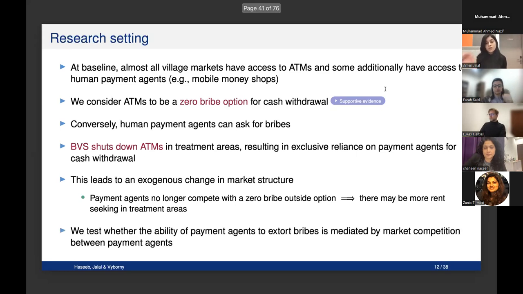But that increase in market power could itself be mediated by whether or not these payment agents exist in very competitive markets, so they compete with other payment agents, or if you were the one guy in the village before this reform happened, along with an ATM. Now the ATM shuts down and you have monopoly power, you can really make a killing. So that's the type of comparison that we'd be doing.